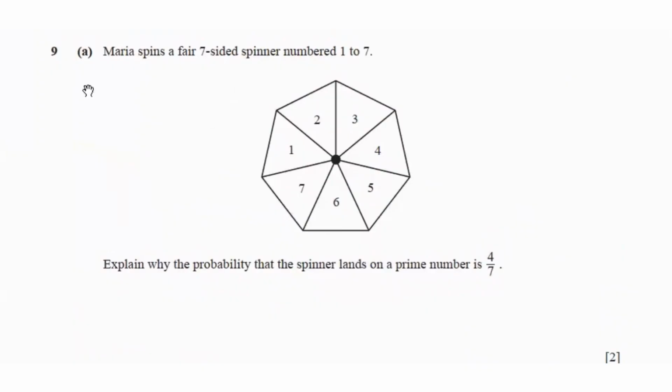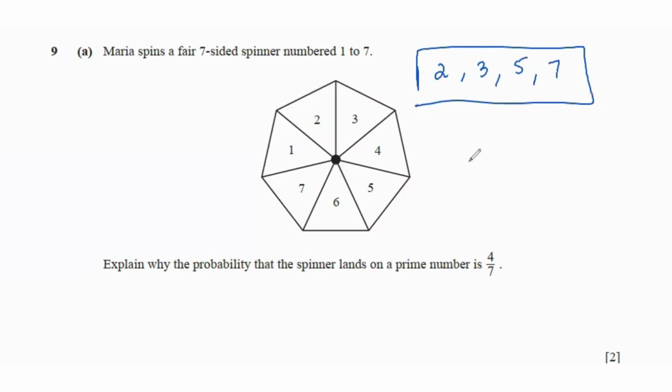9A says Maria spins a fair seven-sided spinner numbered 1 to 7. Explain why the probability that the spinner lands on a prime number is 4 over 7. Because if you look at the numbers, the prime numbers are 2, 3, 5, and 7. We have 4 prime numbers. So the probability would be 4, which is the number of prime numbers, divided by the total number of numbers, which is 7. Hence, 4 over 7.